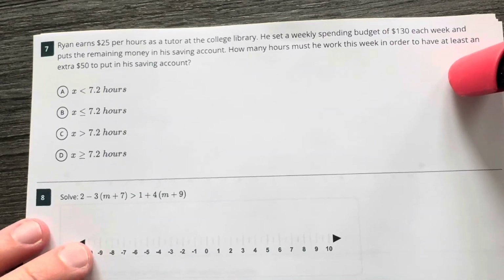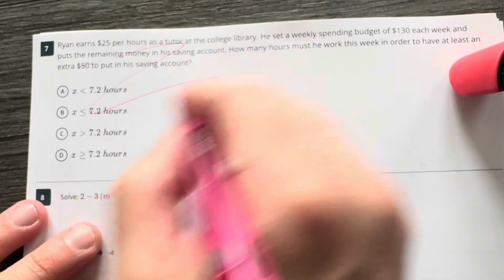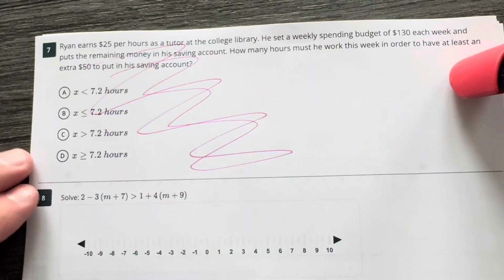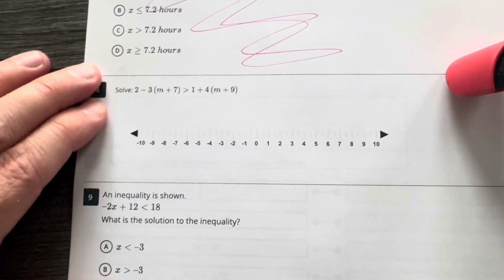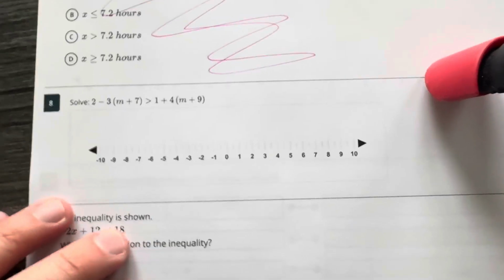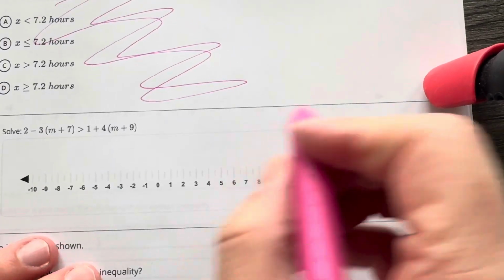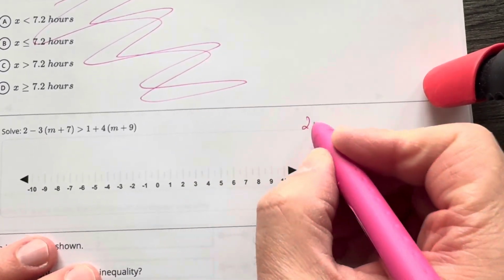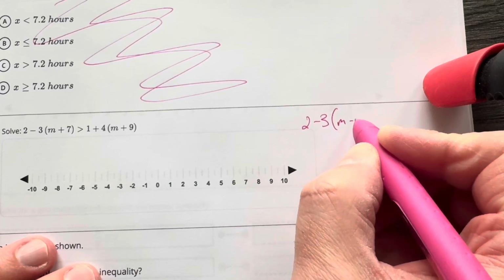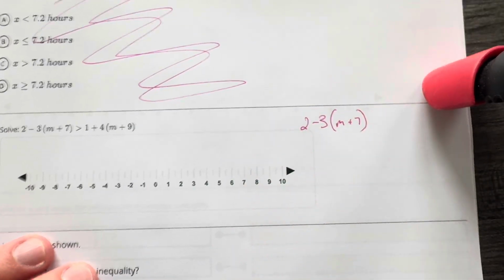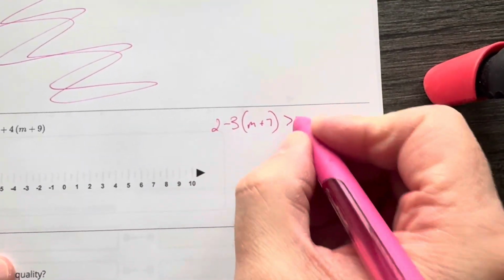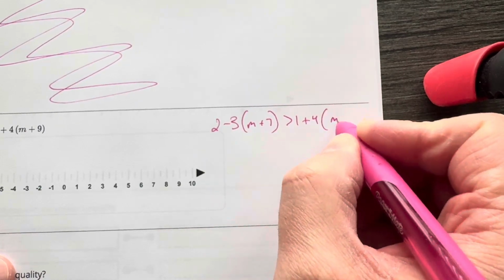I am not a fan of number 7. Let's skip number 7 for now. Number 7 is very, very wordy. We'll get there. Number 8, in the interest of time, we've got not a lot of time here. So I'm going to rewrite this over here. 2 minus 3 times m plus 7 is greater than 1 plus 4 times m plus 9.